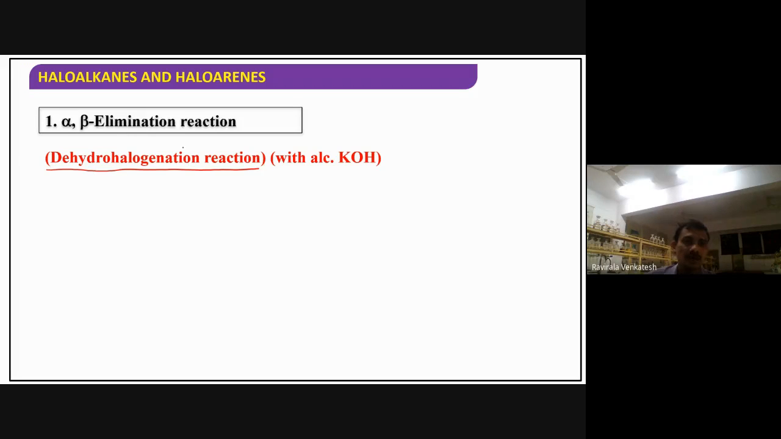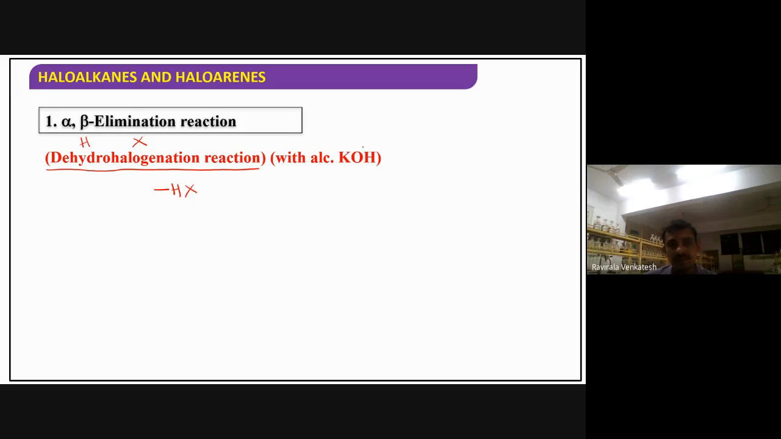Now what is the meaning of alpha beta elimination reaction? In this we will do dehydrohalogenation. Here, D means what? Removing. So what are we removing? Hydrogen we are removing and halogen we are removing. So removing HX comes under this reaction.